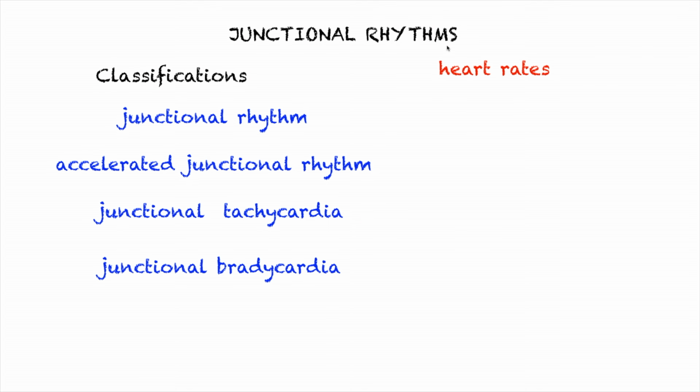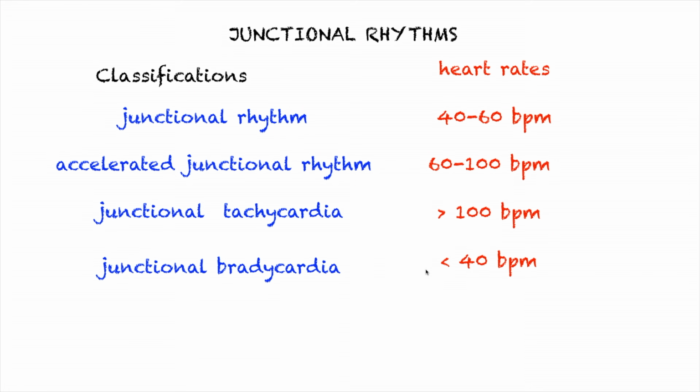So as mentioned earlier, your typical junctional rhythm will have a heart rate of 40 to 60 beats per minute. If your heart rate goes beyond 60 beats per minute, you will call this accelerated junctional rhythm. Your heart rate is between 60 to 100 beats per minute. You go beyond the typical heart rate of a junctional rhythm, which is 40 to 60 beats per minute. Now, if you go beyond 100 beats per minute, you will call this junctional tachycardia. Just like any other dysrhythmia, anything that is above 100 beats per minute will be called tachycardia. And finally, if your heart rate is below 40 beats per minute, you will call that junctional bradycardia.